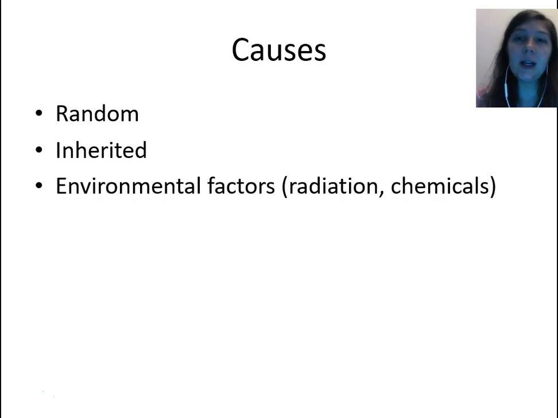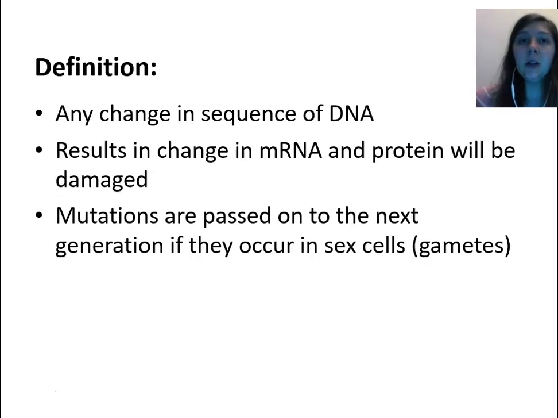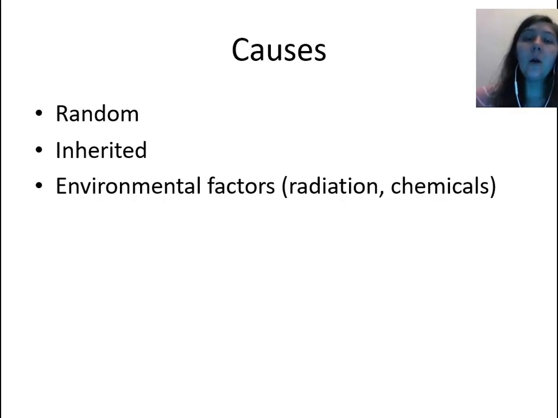Causes of gene mutations: it can be random, so just an accidental mistake during transcription or during replication. It can be inherited, like I just mentioned. If it occurs in the gametes, it could be passed on to the offspring. Or it could be caused by environmental factors, so things such as radiation or certain types of chemical exposure can cause mutations in the DNA. So for example, skin cancer usually results from mutations that occur due to UV radiation that comes from the sun if you aren't careful and don't wear sunscreen.